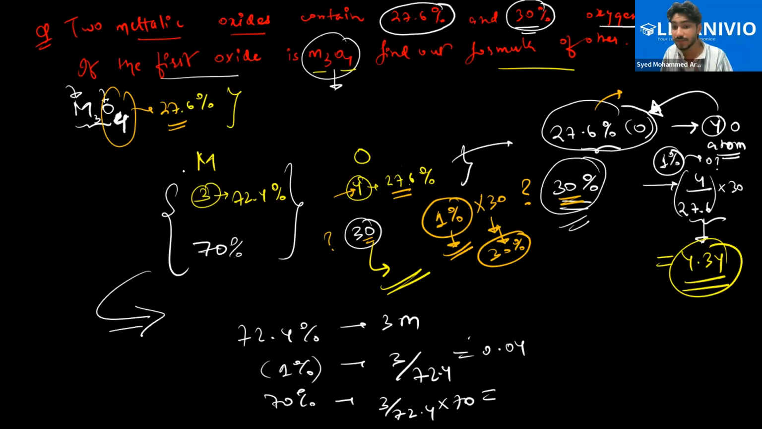And what is this 1%? This is the percentage of my metal oxide, the complete compound. In that complete compound, in 1%, I have 0.04 atoms of metal. Now I'm just multiplying this by 70. What will I get? I'll get 2.9. Fine. This is the calculation part. After that, there is no more calculation. This type of calculation you should do in this type of question.